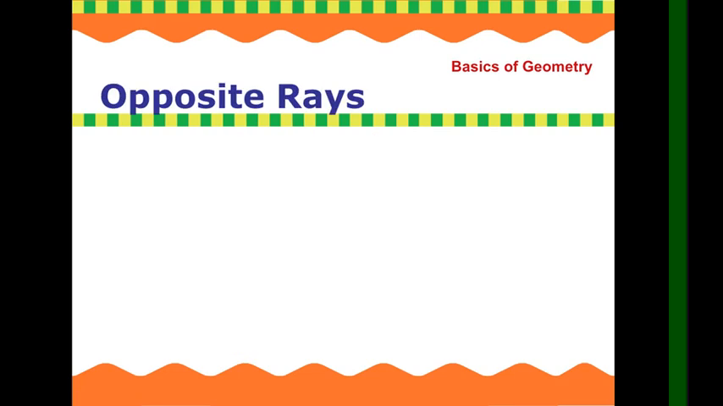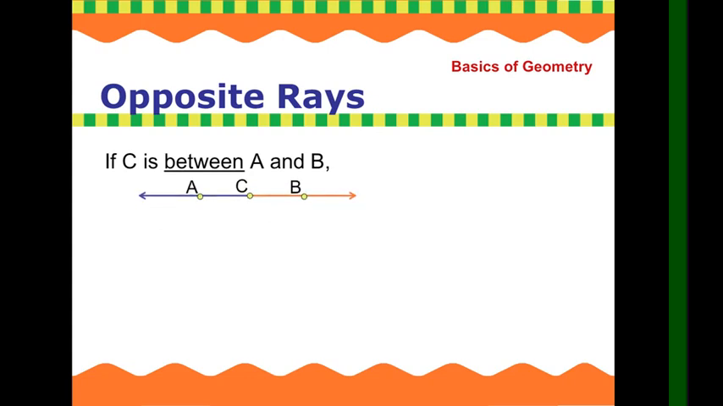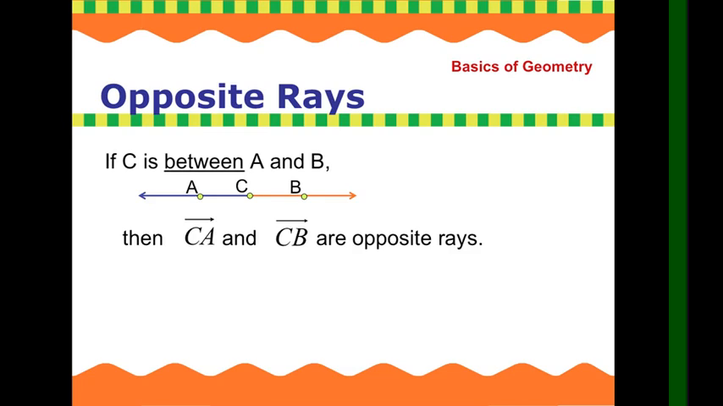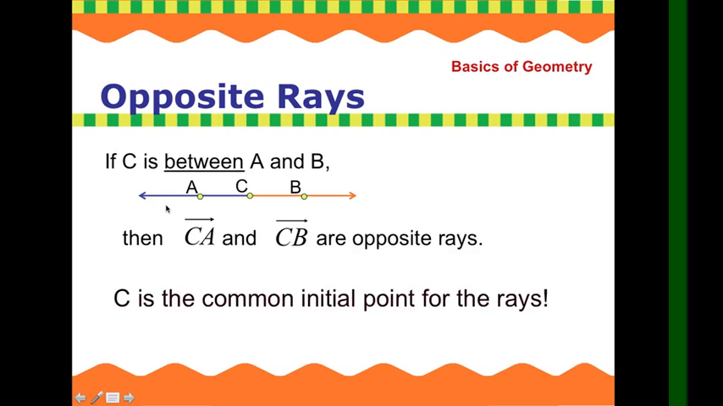Okay? Opposite rays. So, if C is between A and B, that will be like this. Then, CA and CB are opposite rays. So, opposite rays ang dalawang yan. Okay? CA, eto siya, and then CB. Sabi ko nga, yung arrows nila, same direction lang, papunta sa right. Pero CA, papunta siya sa left, di ba? Pero ang tawag dyan is opposite rays. C is the common initial point for the rays.